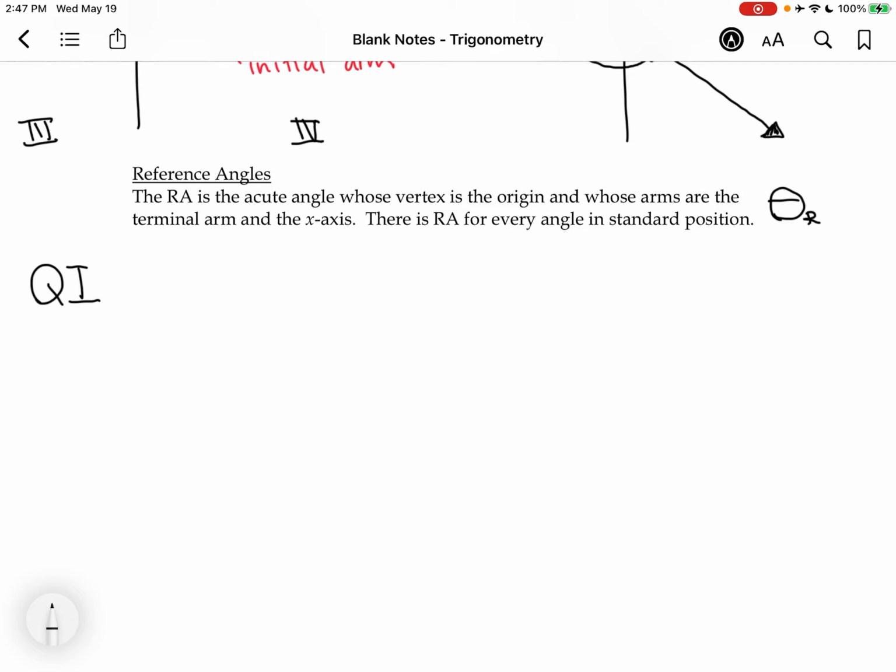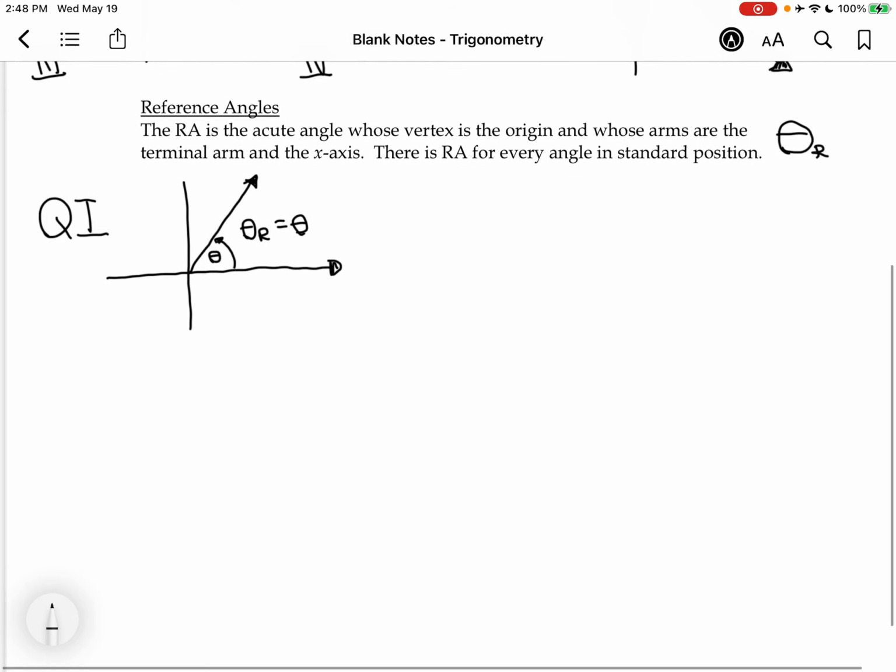So in quadrant 1, here is the initial arm. This is an angle in quadrant 1, so that's the terminal arm. This is our theta, and the reference angle is the angle between the terminal arm and the x-axis. Now that is actually just theta. So theta R equals theta. It's the same as the angle in quadrant 1. So if your angle is 67 degrees, your reference angle is also 67 degrees.